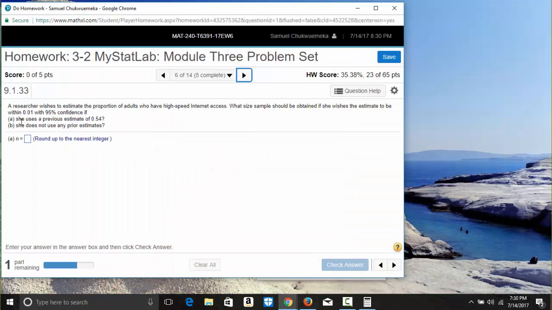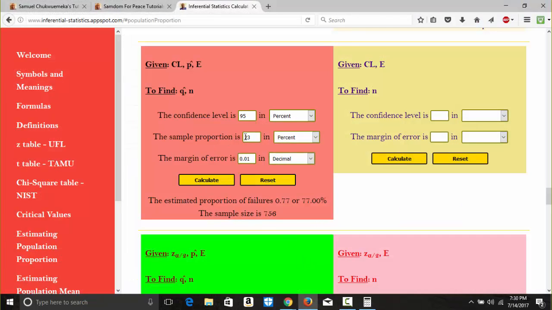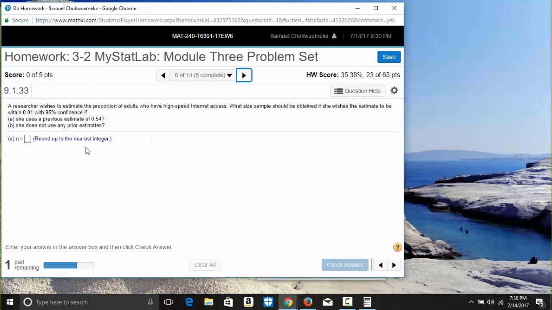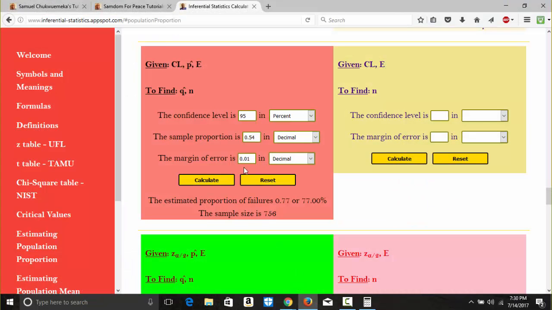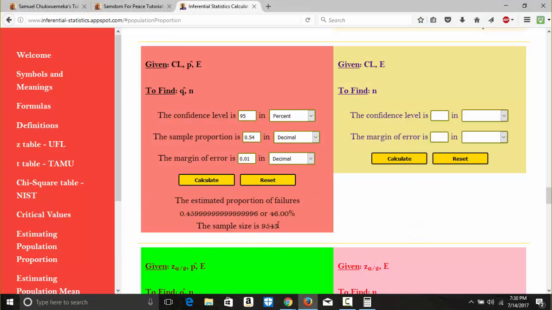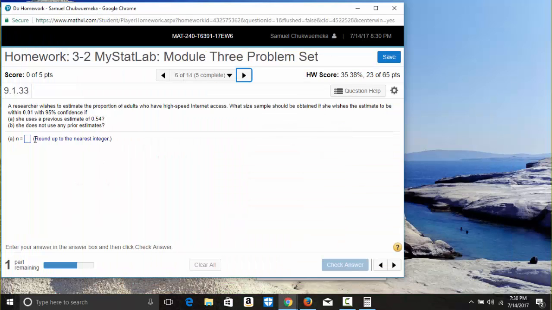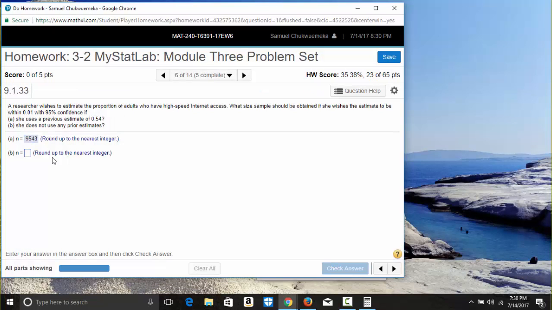Then the sample proportion here is 0.54. So sample proportion is 0.54 and is in decimal because they didn't say percent. If they don't say percent, don't use percent. Just use decimal, and just press calculate. So sample size is 9543.